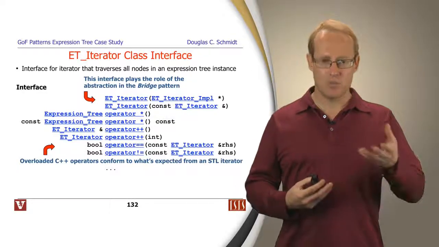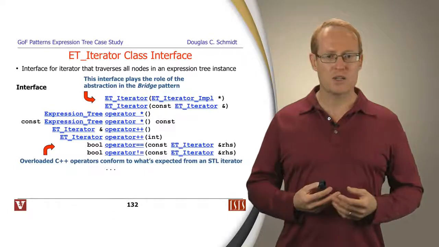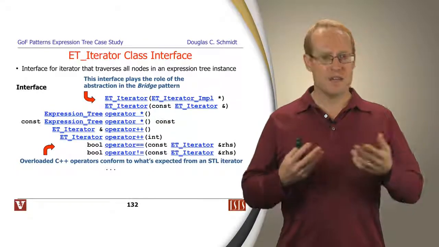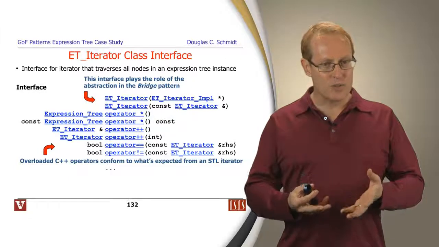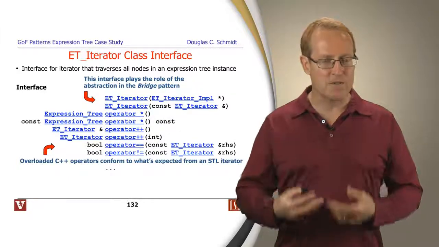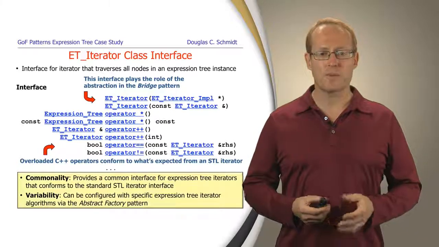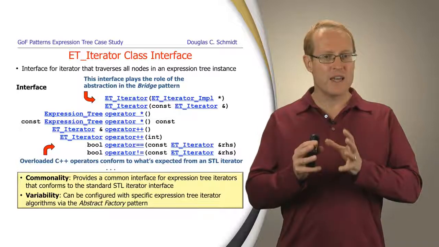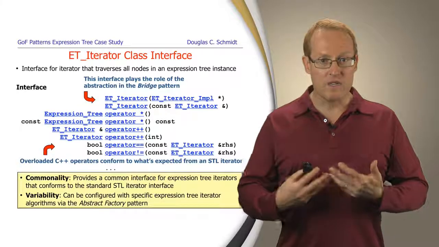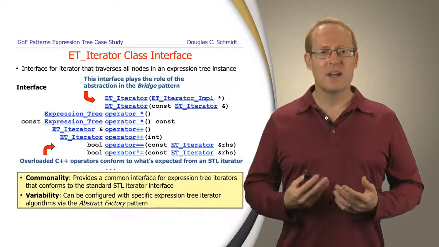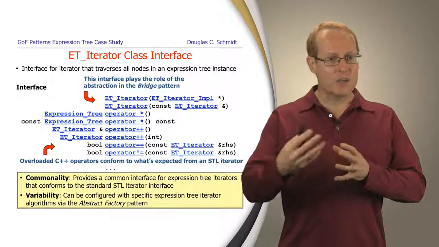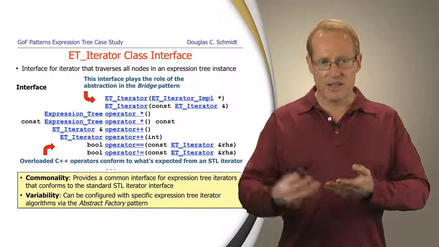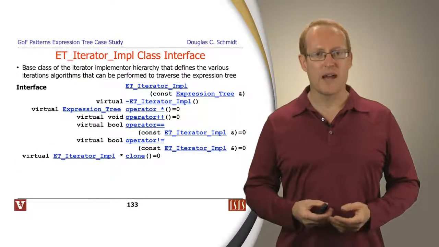So things like plus plus, both pre-order and post-order plus plus. It defines equality and inequality of iterators. It defines the operator subscript or operator star for being able to dereference the iterator, and so on and so forth. So from a commonality and variability point of view, we now have a common interface that will be used in a way that conforms to what's expected by STL, but we'll be able to vary the particular type of traversal that's being done by using the next class we'll look at on the following slide.